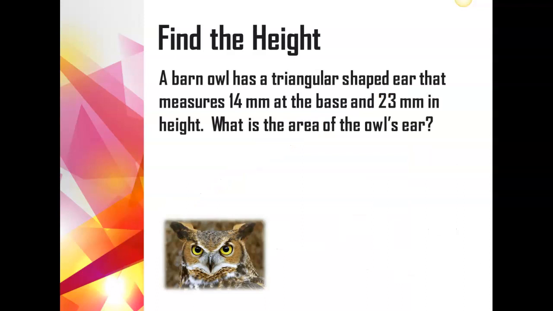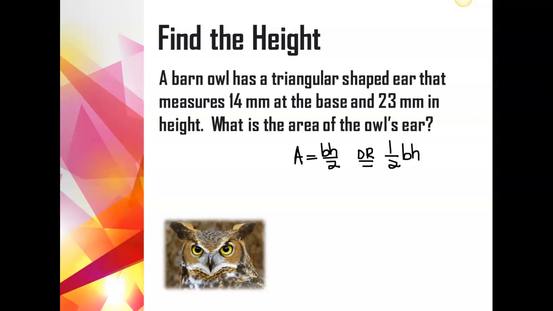A barn owl has a triangular-shaped ear that measures 14 millimeters at the base and 23 millimeters in height. What is the area of the owl's ear? Since we've been working with pictures all along, in this one we're just going to pick out the words and plug them into our formula.